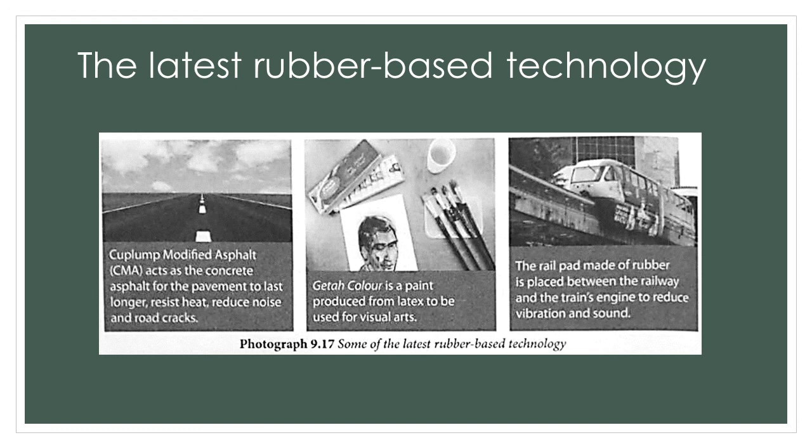So that is the use of the rubber. The other one is getah color, a paint produced from latex to be used for visual art. So this one actually makes the color last longer, it's not faded. Okay, so the color we call getah color. The other one we use is the rail pad, made of rubber and placed between the railway and the train engine to reduce vibration and sound. Okay, so that is the use of the rubber.